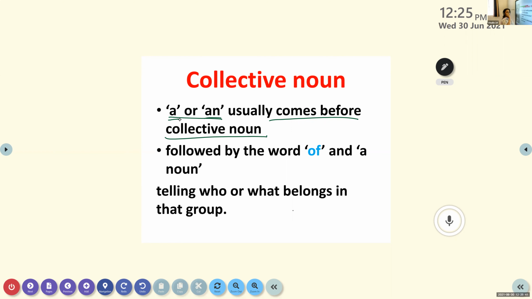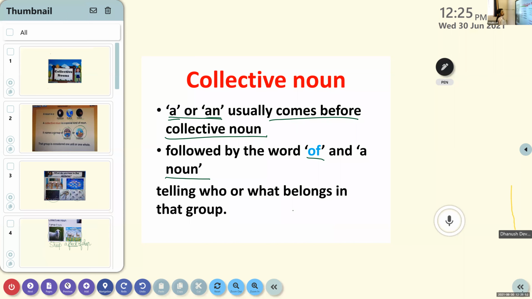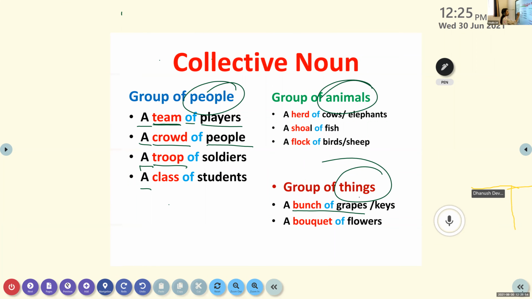After the collective noun, it is followed by the word of and a noun. It starts with an article, followed by the collective noun, and then of and the noun. This is how we write. And this noun should relate to the collective noun here. Okay, so a team of players. So this is how we write the collective noun.